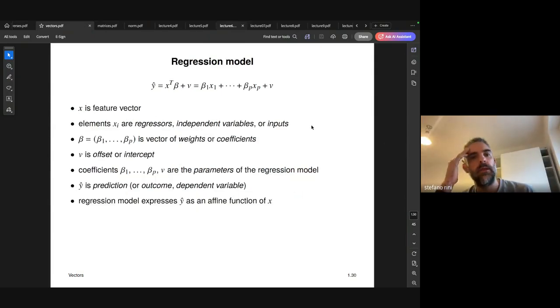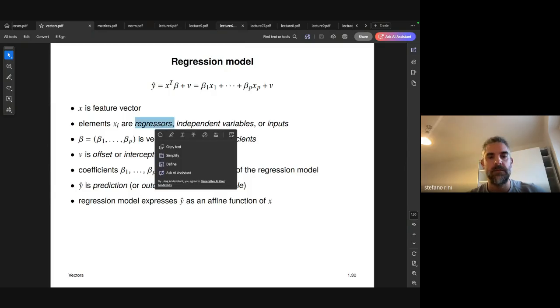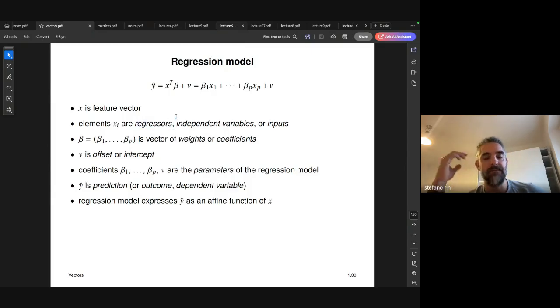So what we want to do often is to have a regression model. We discussed this already in the introduction. The idea of a regression model is that we're going to have a predicted label variable, which is a linear function of the feature vector x. As we discussed in the first lecture, these x values we will call regressors, independent variables, or inputs, and y will be our predicted variable, our dependent variable.